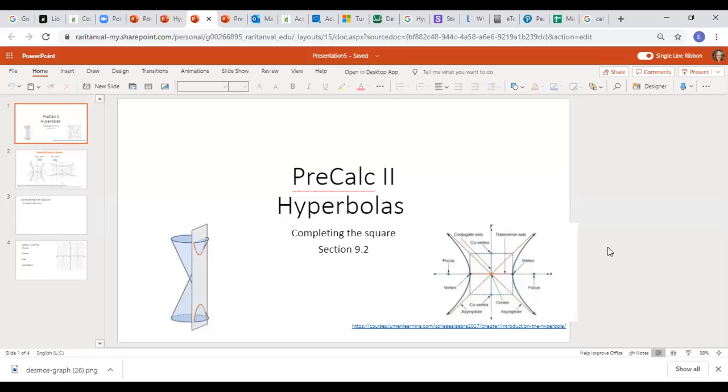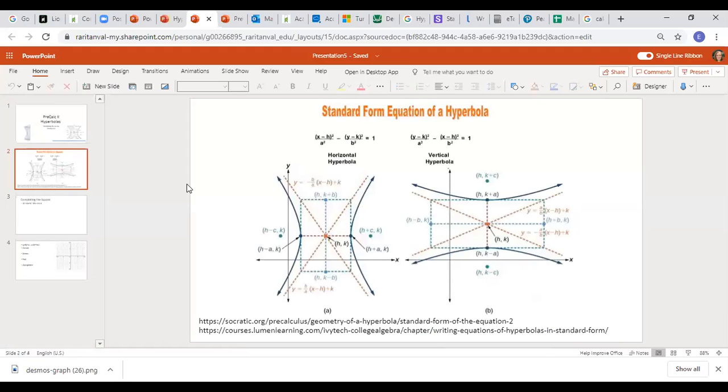Okay, so this is the final third of 3 videos from section 9.2 on hyperbolas, and here we're going to focus on completing the square. Just as a recollection, a hyperbola is a conic section. It's defined by our vertices, our foci, and our asymptotes. So here, this is just the standard format.